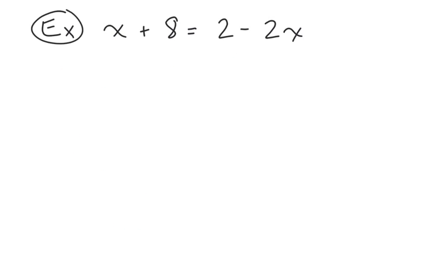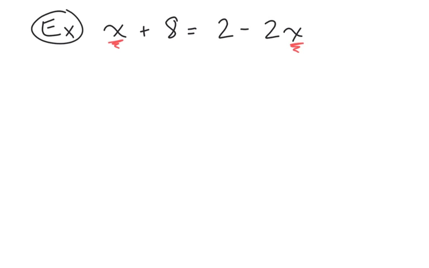In our next example, we are going to solve x plus 8 equals 2 minus 2x. The first thing you want to do is identify the variable. Our variable is x. We want to isolate x. We want to solve for x. Our overall strategy will be to get all our terms which contain x on one side of the equation and everything else on the other side of the equation.